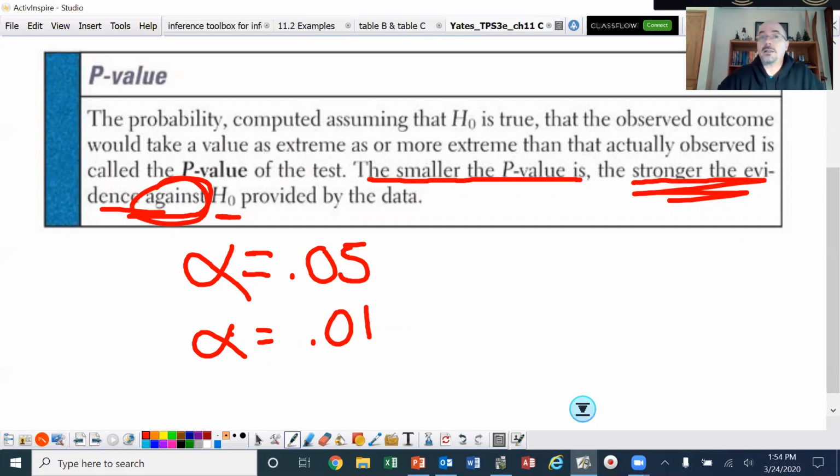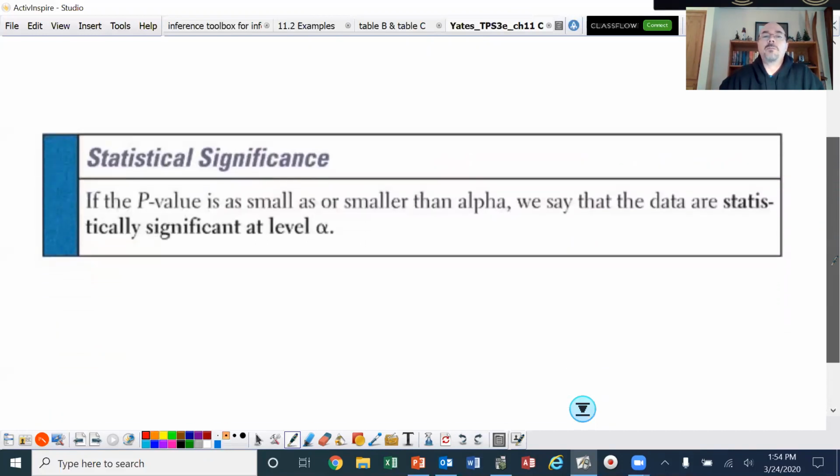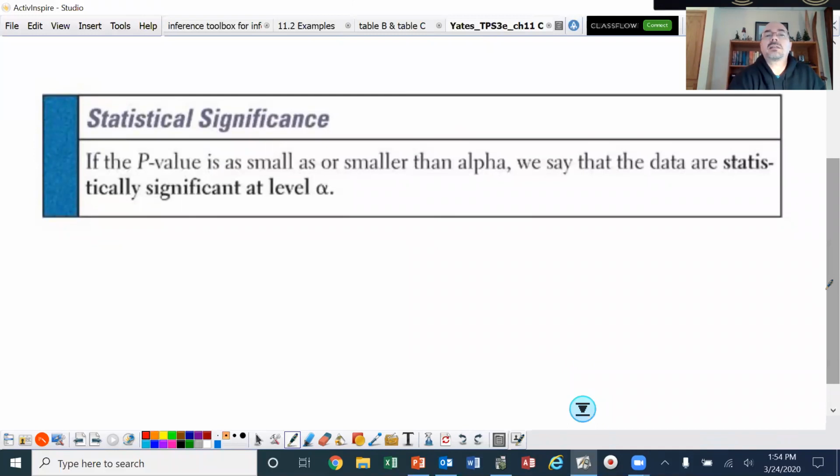Okay, you don't carry out a test and then decide, oh, I want this alpha level, because then you are manipulating the results. So you set this value beforehand, and it all depends upon how much evidence you want. All right, that's why you pick certain levels. Okay. So the significance test, if the p-value is as small or smaller than the alpha, we say that the data are statistically significant at level alpha. All right?